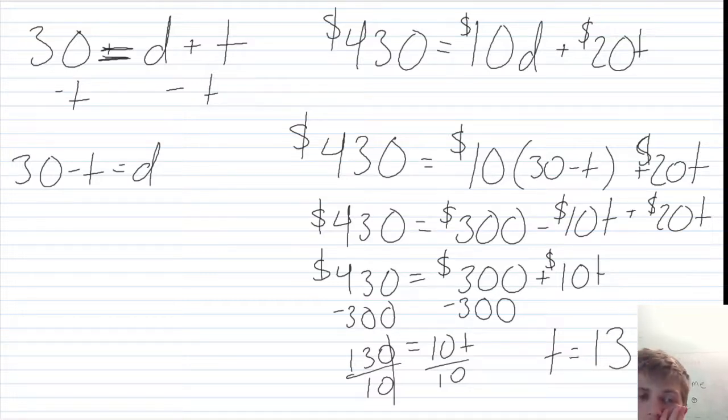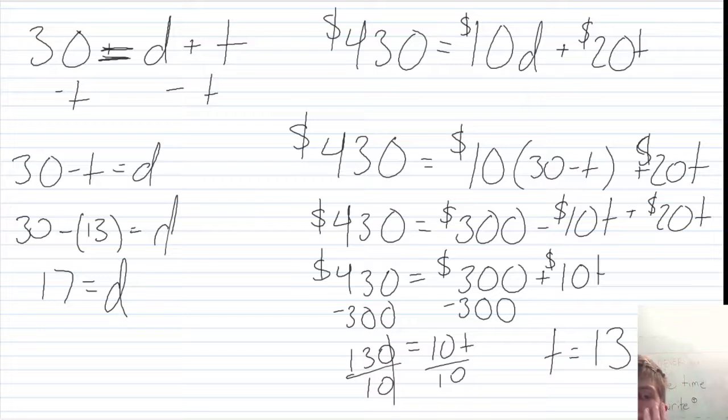How do we figure out how many $10 bills we have? We put it over here. We substitute 30 minus 13 equals D. 30 minus 13 is 17, so D equals 17. That means we have 17 $10 bills. And if we were to add it up, if we have 13 $20 bills, that's $260. And if we have 17 $10 bills, we have $170. Add them up, that gives us our 430. So we know we got it right.